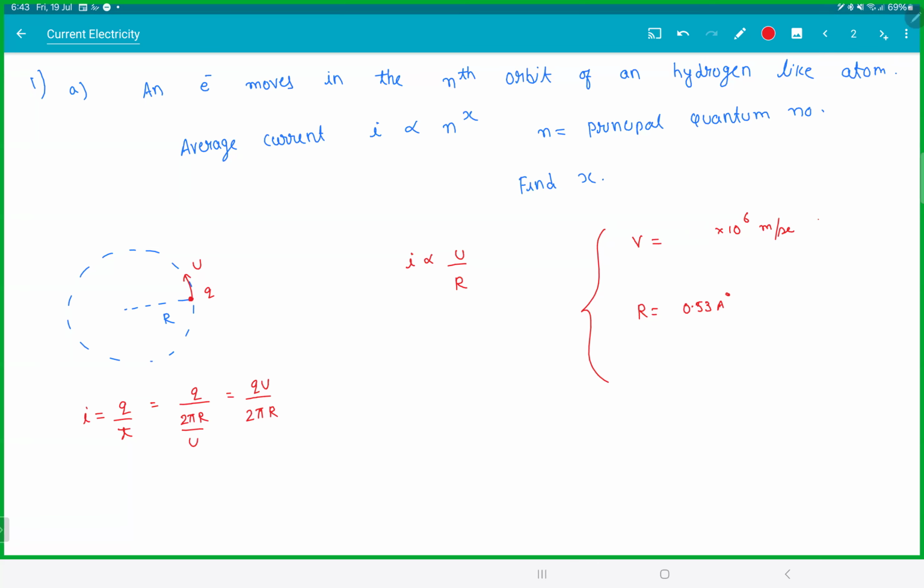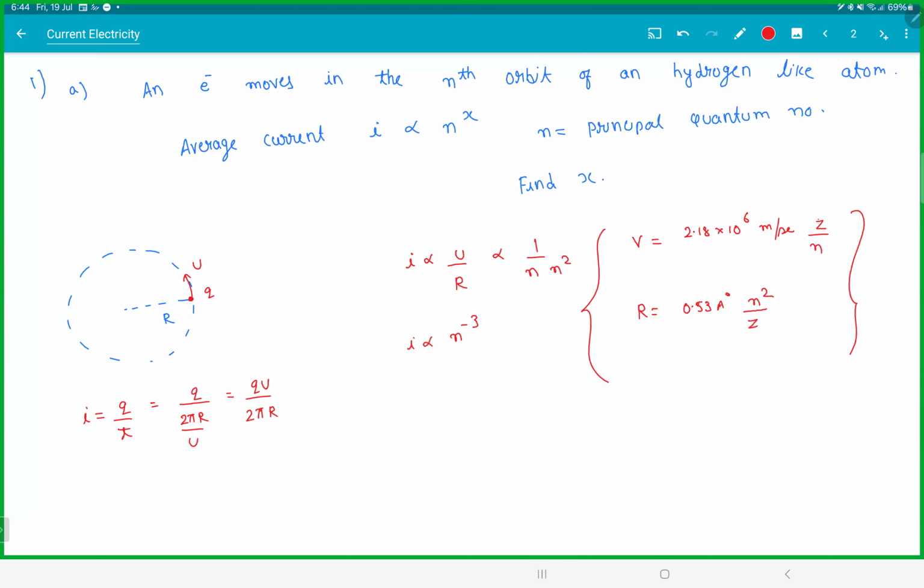Is it 1.8? Okay, 1.8. And then this thing is z by n. And what was this? 0.53 angstroms, n square by z square, right? Z, I guess. Yeah, only Z. Only z. Energy will have z square. Okay, something like this. Anyway, we are interested only in n, z is not there. I could have asked you z also. So u is proportional to 1 by n and r is proportional to n square. So I is proportional to n power minus 3. Clear? So x is minus 3.